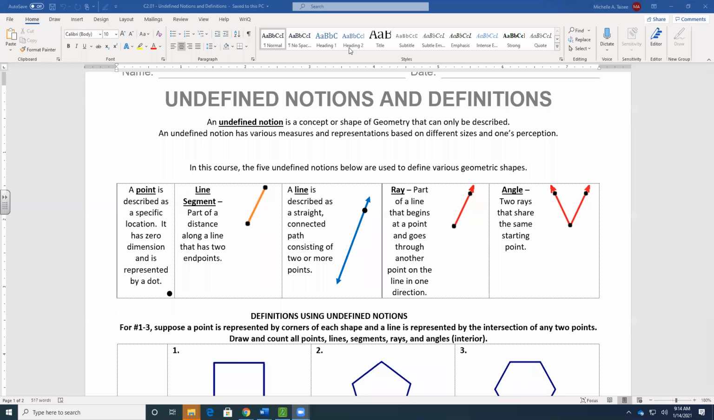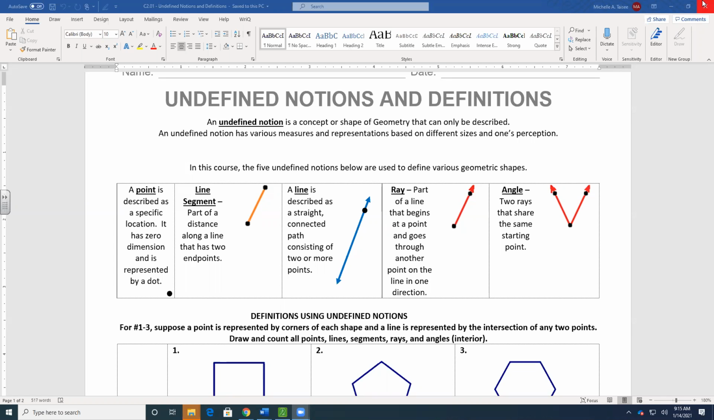All right, so we are looking at Unit 2 and defining undefined notions and definitions. An undefined notion is a concept or shape of geometry that can only be described. Vocabulary, right? So at some point we have to say, this is a line. But what's a line? Well, I'm going to tell you what a line is, and you just have to take my word for it. What's an angle?